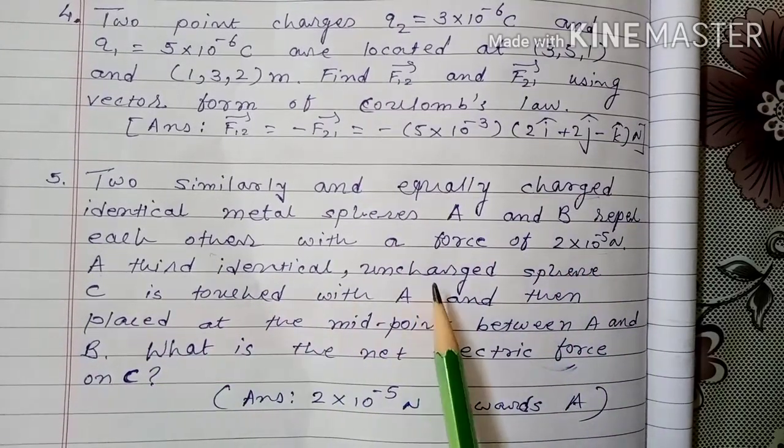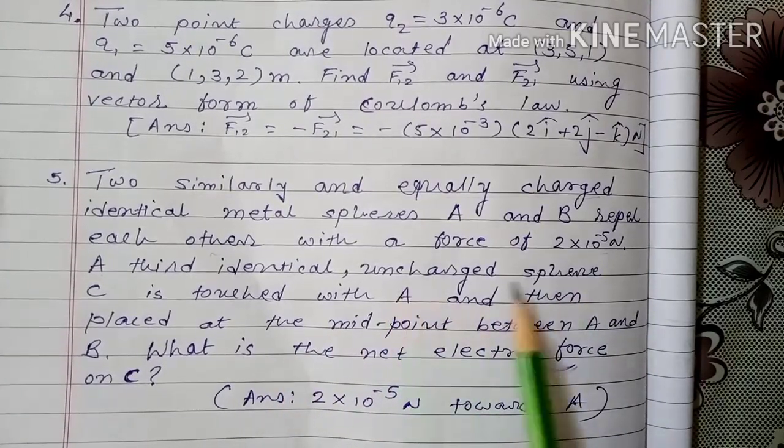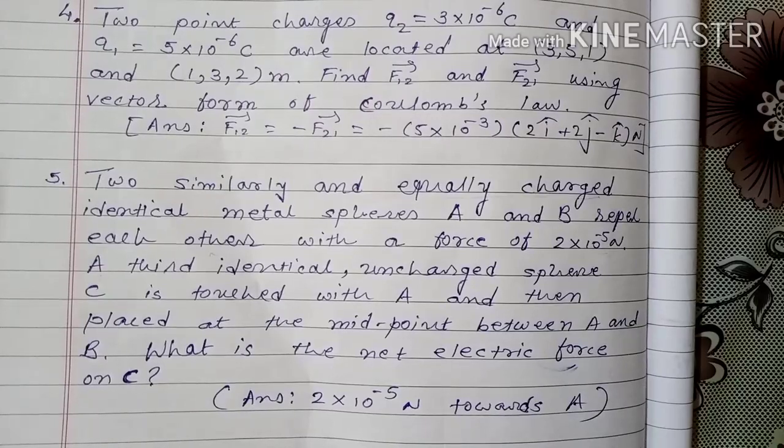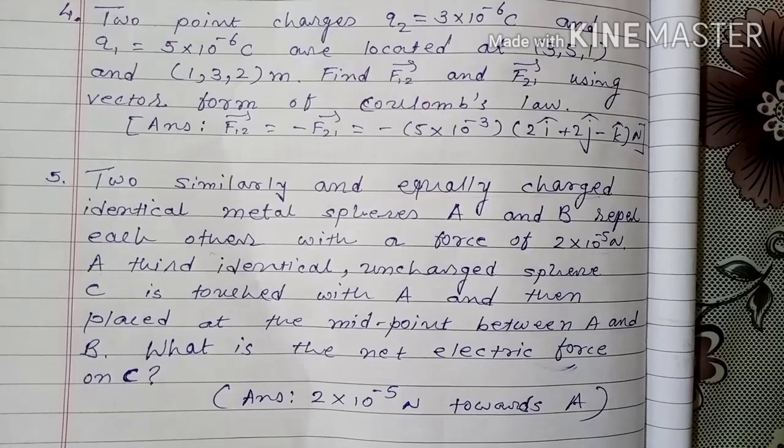A third identical uncharged sphere C is touched with A. When we touch uncharged sphere C with A, then charge will be divided into sphere A and C. If the sphere C is identical, then equal amount of charge will be distributed in both the spheres. So sphere A is having, let us say, Q charge. Then when sphere C touches sphere A, then equal charge will be distributed in both the spheres. It means A will lose half of the charge and C will gain that half of the charge.